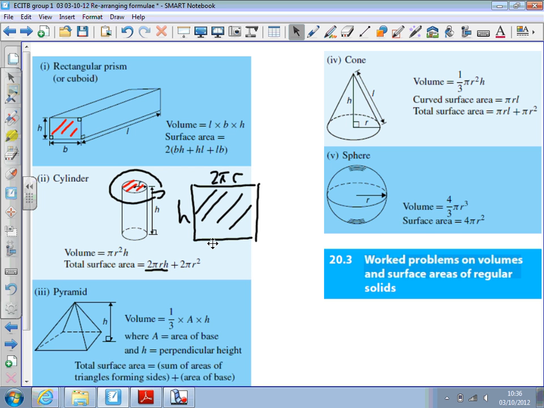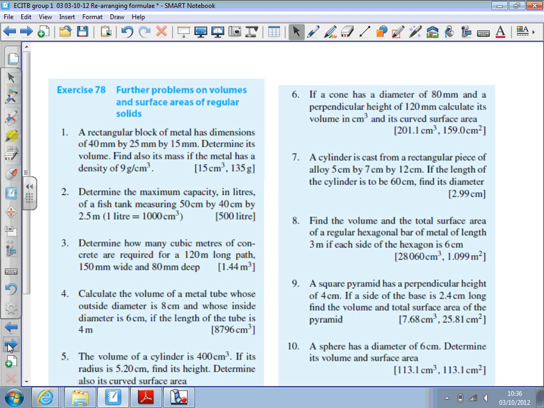I'm going to ask you to have a look at the exercises. So exercise 78, further problems on volumes and surface area of regular solids. What page number is that, please, somebody? Exercise 78? 164. It won't be that in the old text, but you'll have to find it. And it won't be 78, but you'll find it.